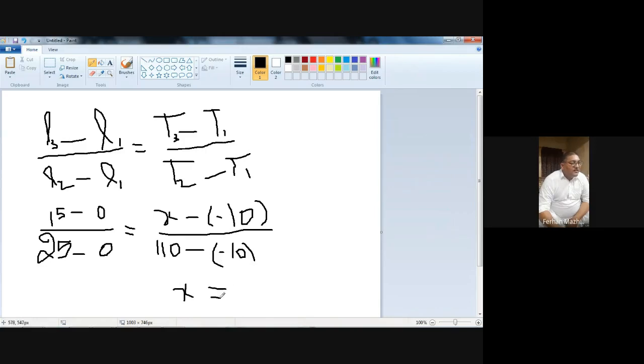This is the question. I also have a calculator. Let me do the calculation also. So, it will be 15 by 25, and this will be 120. So, 15 multiplied by 120 divided by 25 equals this. And this is plus 10 if you go on the other side, so it will be 62. Answer will be 62. Check my answer also. I think its answer is 62.